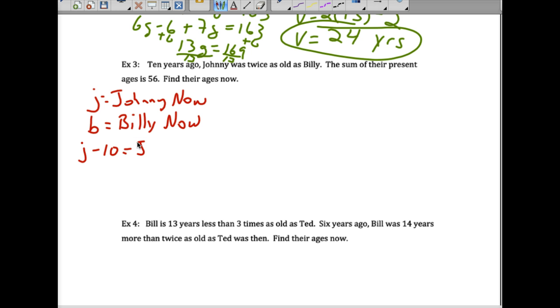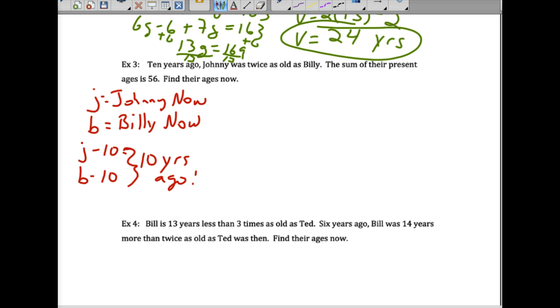Here's what you can do: write B minus 10, and then use a little brace and say 10 years ago. I'll let you get away with that. So J minus 10 and B minus 10 are basically their ages 10 years ago.